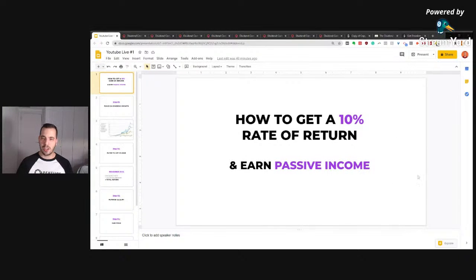I'm just going to pull up my calculator here. You probably won't see this because it's a different app. But if you divide the number 72 by the rate of return, that tells you how many years it's going to take for your money to double.